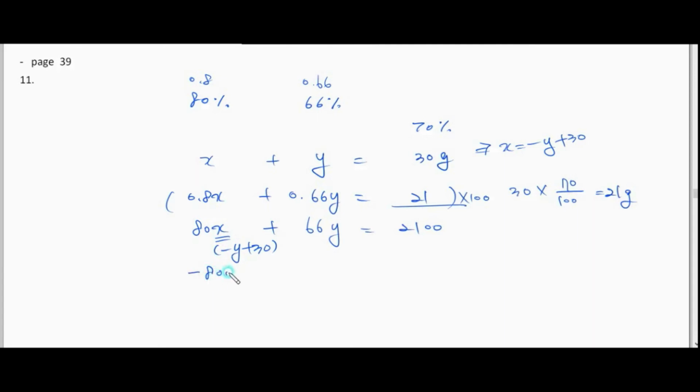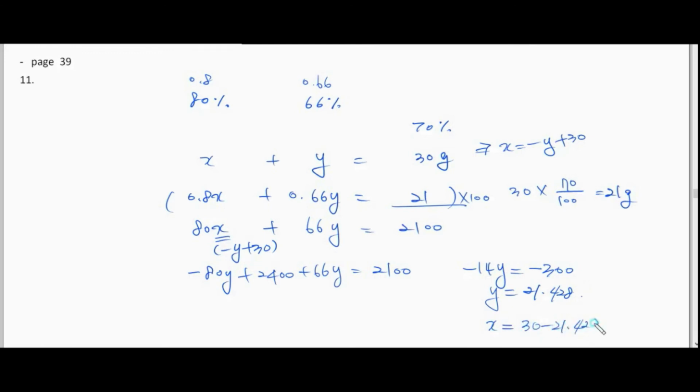Let's expand it. The negative 80y plus 2400 plus 66y equals 2100. So then y with the y. So negative 14y equals 2100 minus 2400, so it's negative 300. So then y equals 21.428. And then x equals 30 minus 21.428. I won't calculate this one right now.